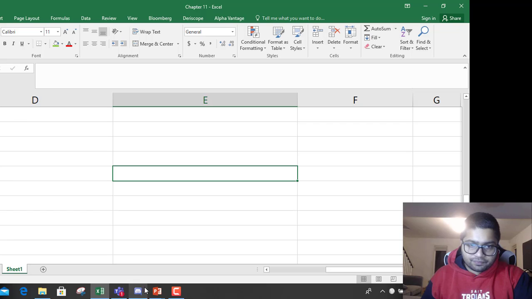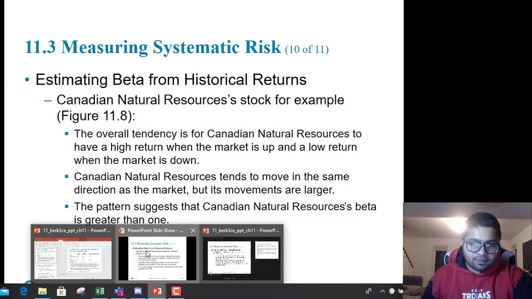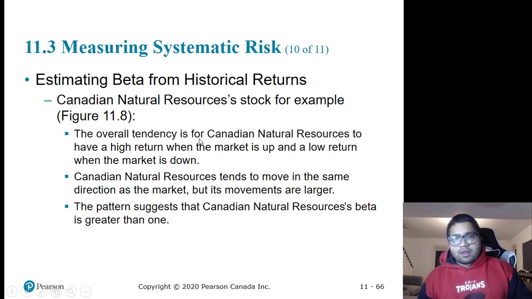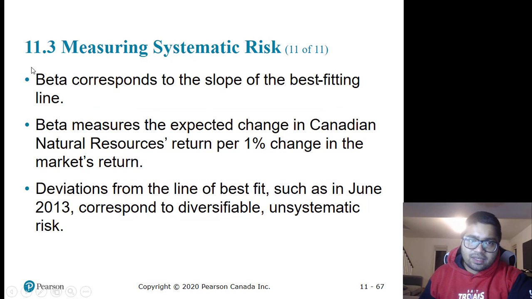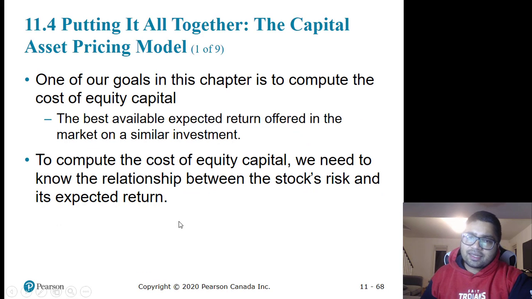So going back, overall tendency, they are doing it with Canadian Natural Resources. It is riskier than the market, so it reacts more, it's greater than 1. Beta corresponds to the slope of the best fitting line. Beta measures the expected change in Canadian Natural Resources per 1% change in market returns. The deviation from the line of best fit, right?